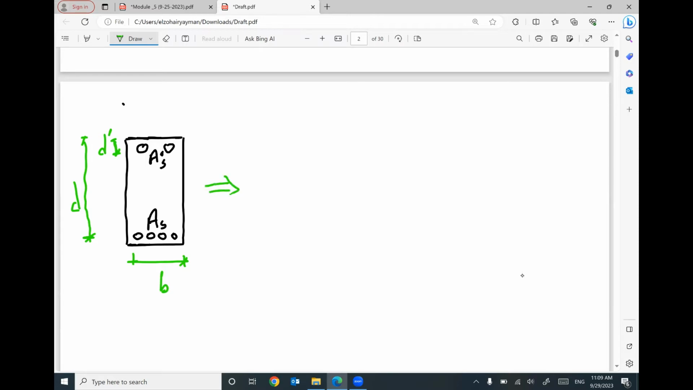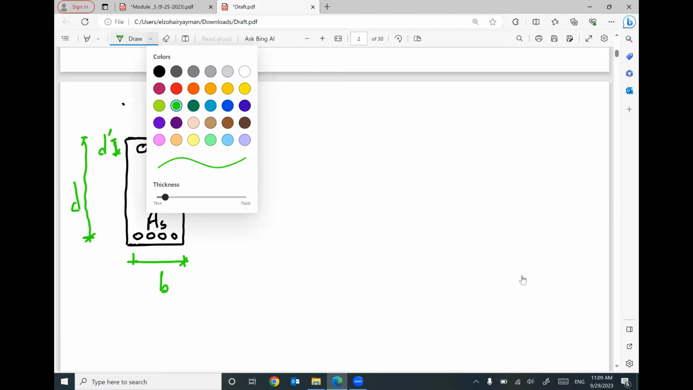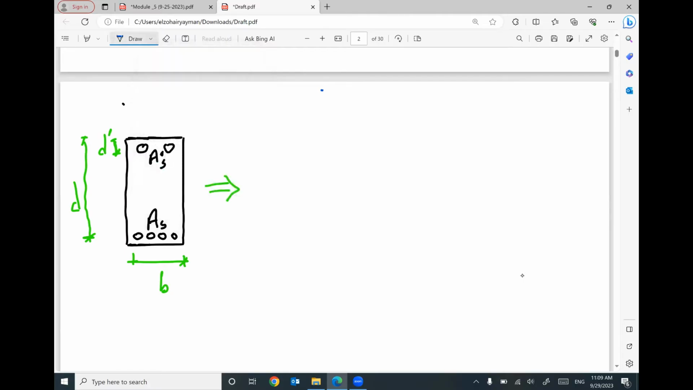This cross section can be converted to two parts. The first part is the concrete cross section with part of the steel reinforcement. I will call it area steel 1.